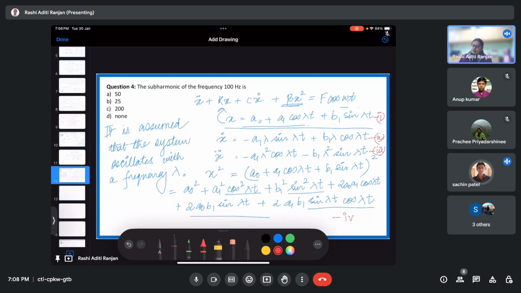Yes, madam. So the answer to this question would be subharmonic means omega into some integer, and that is satisfied only in option C. So the answer to this question is option C.